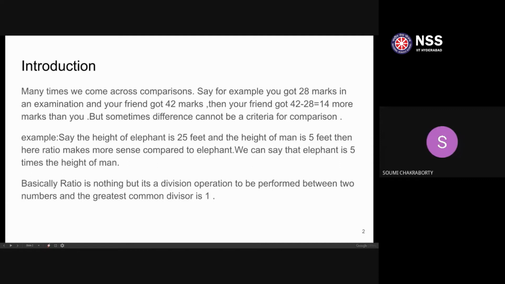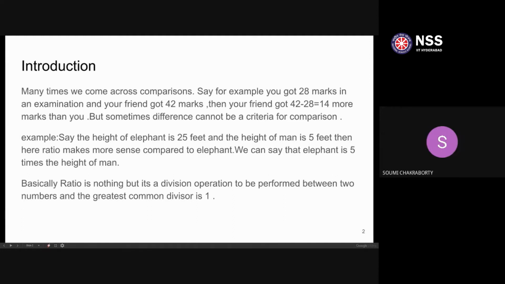So in the first case, you got 5 marks lesser than your friend. And in the second case, your friend got 4 marks lesser than you. So it seems like you did worse than your friend, right? But when you think about it, you got only 1 question wrong in the first paper. And in the second paper, your friend got 2 questions wrong. So in cases like these, you cannot use difference to make proper comparisons.